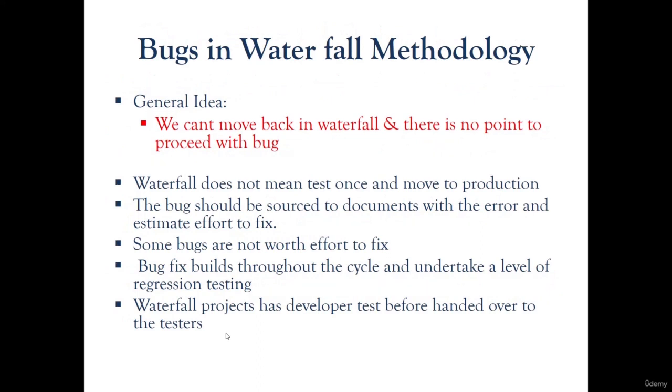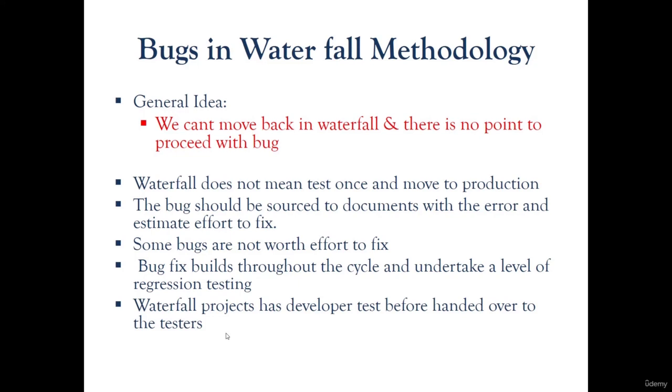And bugs in the waterfall methodology: we can't move back in the waterfall model. There is no point in proceeding with the bug. Waterfall does not mean that you test once and move to production. The bug should be sourced and documented with the error, and the effort to fix it estimated. And some bugs are not worth the effort to fix. And bug fix builds happen throughout the cycle and undertake the required level of regression testing. In waterfall projects, always remember, the developer tests before handing over to the tester.